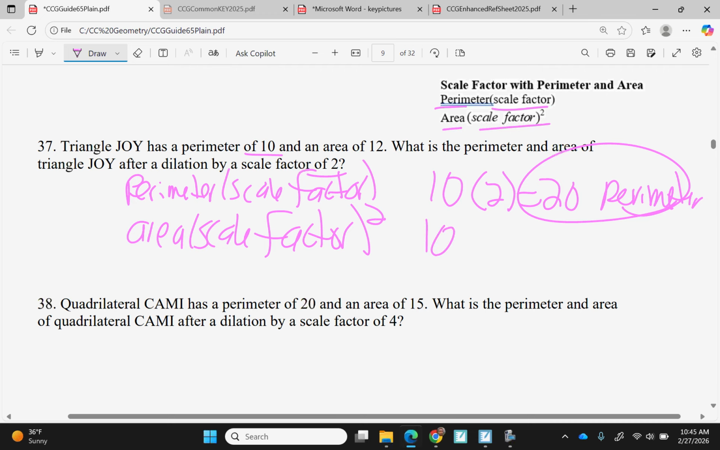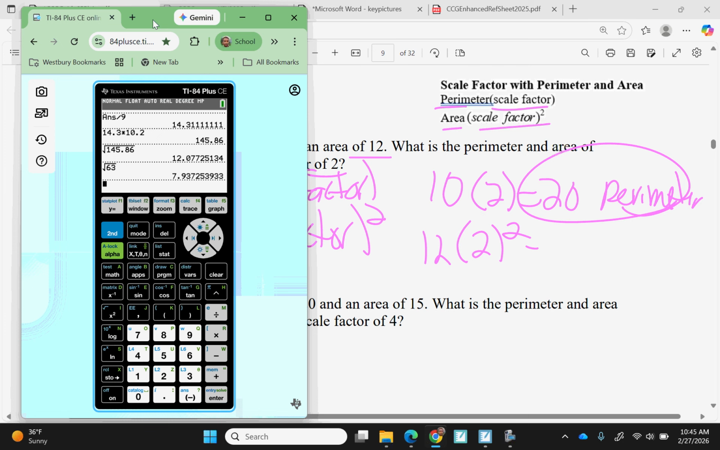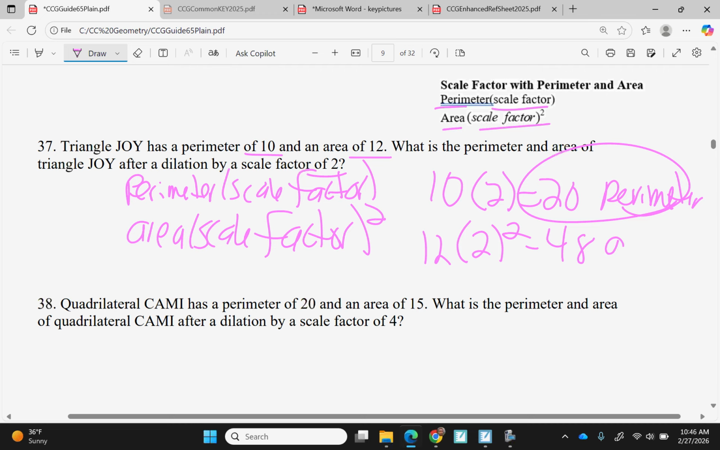Area times the scale factor squared. Oops, I made a mistake. How dare I? The original area is 12. So it's 12 times 2 squared. You can use a calculator if you want. 12 times 2 squared is 48. So the new area is going to be 48.